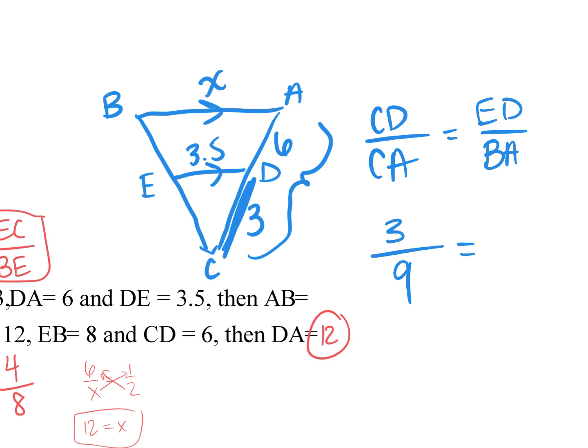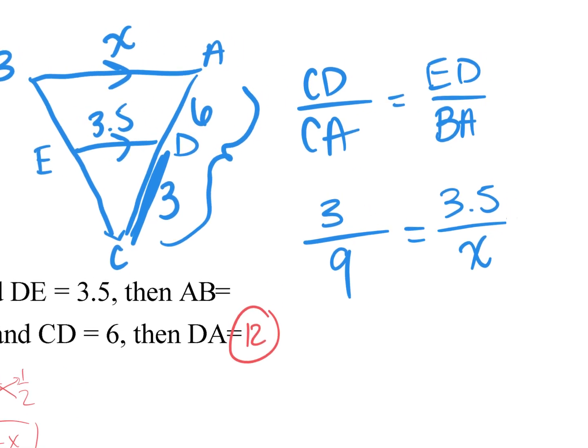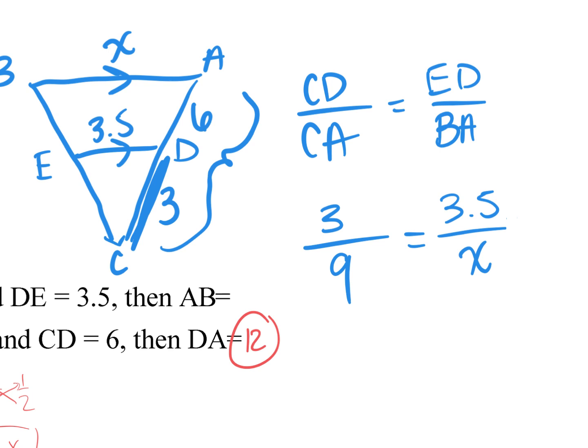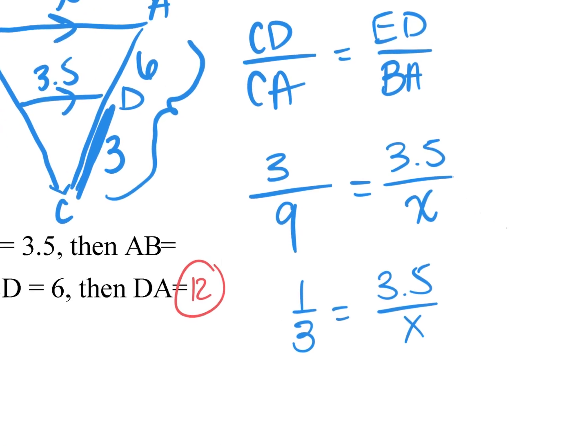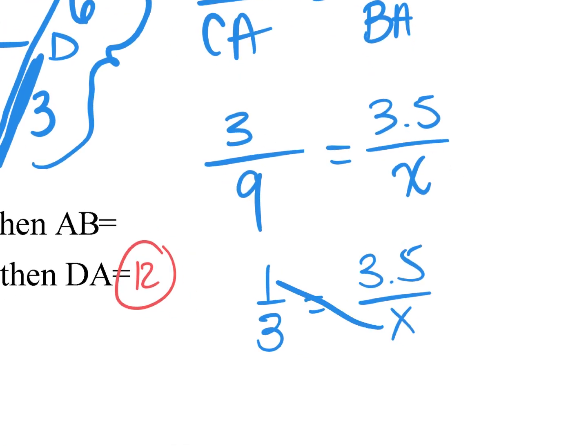Not X. 3.5. And then AB, which is? That's going to be X. Before I cross multiply, guys, what do I do? 3 over 9 becomes 1/3, so it's going to be 1/3 equals 3.5 over X. Now I cross multiply. What's X times 1? 1x, or just X.